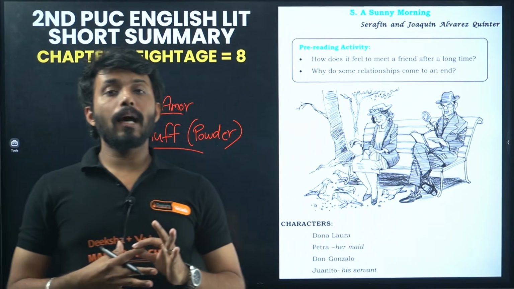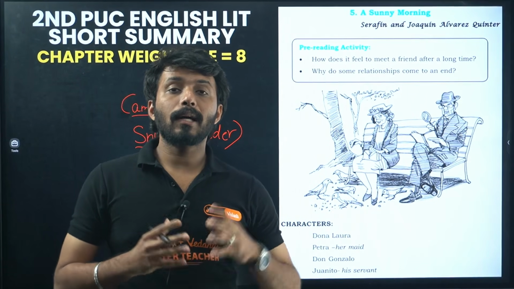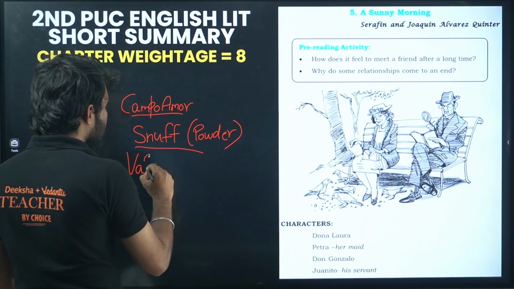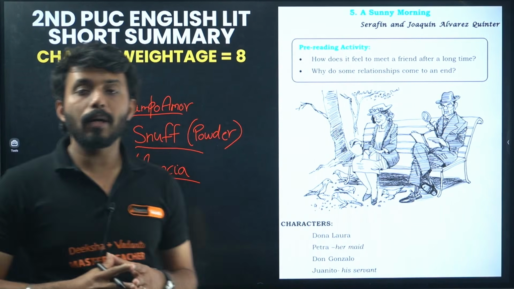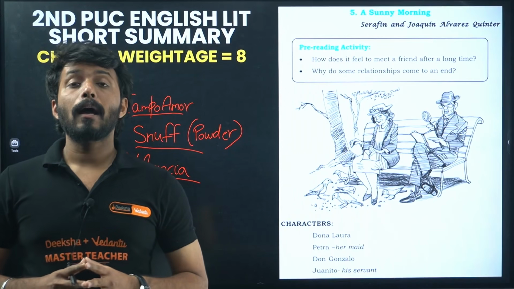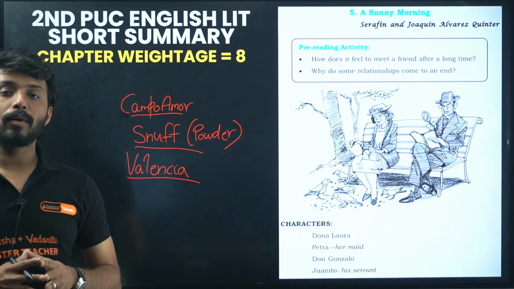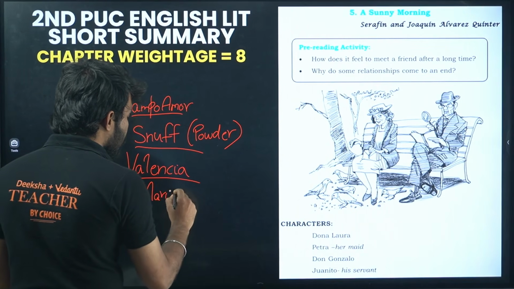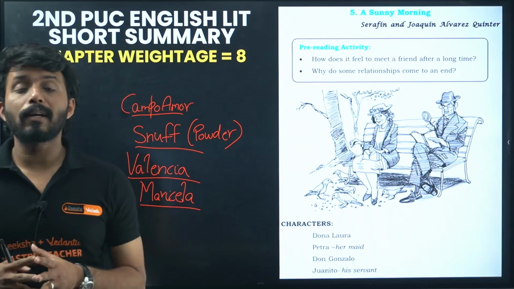Then Don Gonzalo talks about where he was from, okay? He talks about how he came from this particular place in Spain called Valencia. And he was talking about his hometown, Valencia, and reminiscing about his childhood, okay? And coincidentally, Donna Laura was also from the same place. She used to live in a villa near Maricela. The name of the villa was Maricela. So this was where Donna Laura used to live. It was also somewhere near Valencia.